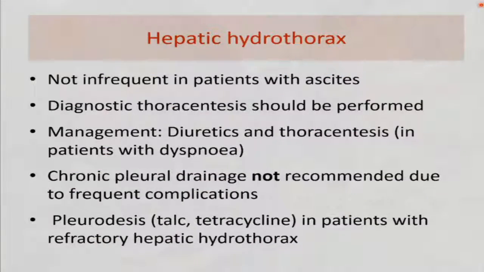If you put in an IC tube into one of these patients, you're in trouble because you can never remove it. It will continue to drain and drain. Pleurodesis using talc and tetracycline can sometimes be used in patients with refractory hepatic hydrothorax, but the results are a bit mixed.